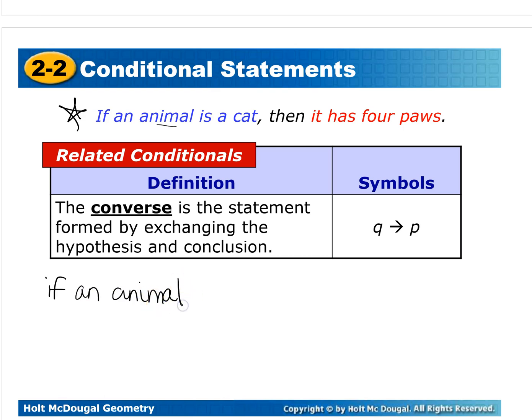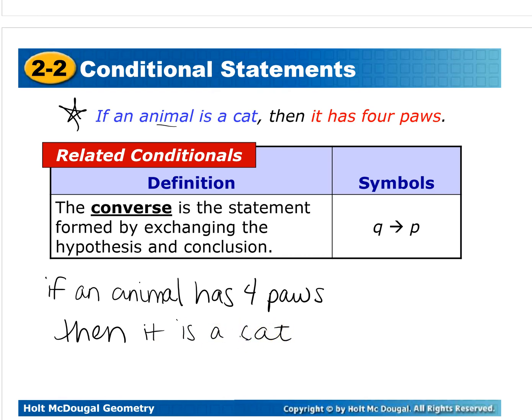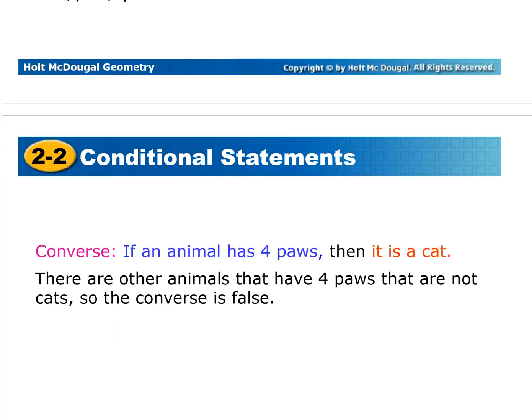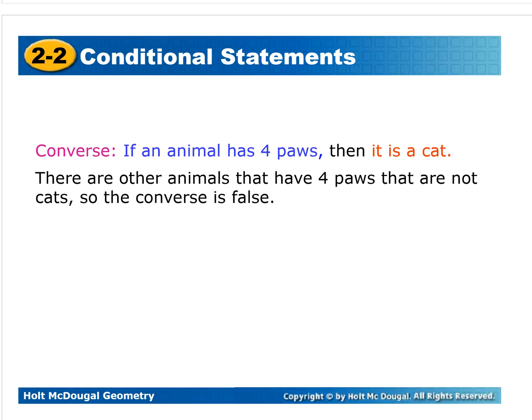If an animal has 4 paws, then, now we're going to take our hypothesis, then I can use the word it. Then it is a cat. Now it also wants us to check the truth value in this. Is this true? So if you have an animal with 4 paws, is it a cat? Well, there's other animals with 4 paws. Last I checked, there's dogs, there's iguanas, there's chinchillas, there's all kinds of animals. So there are other animals that have 4 paws that are not cats, so it's false.